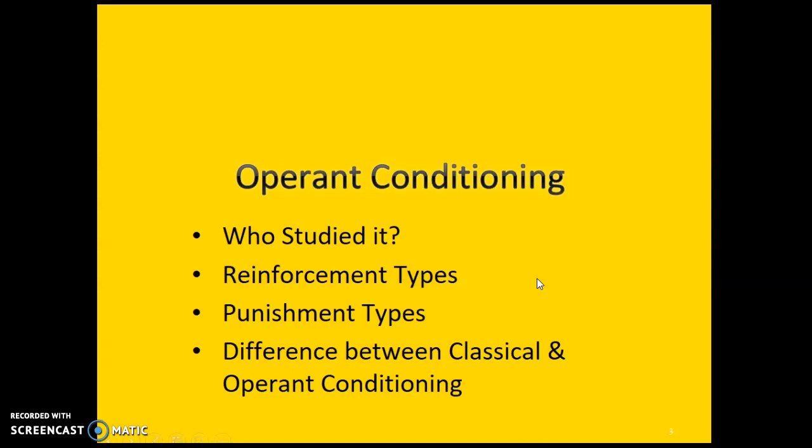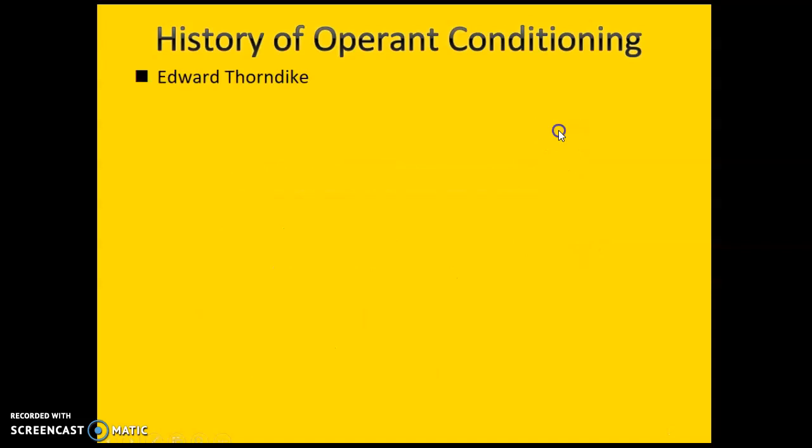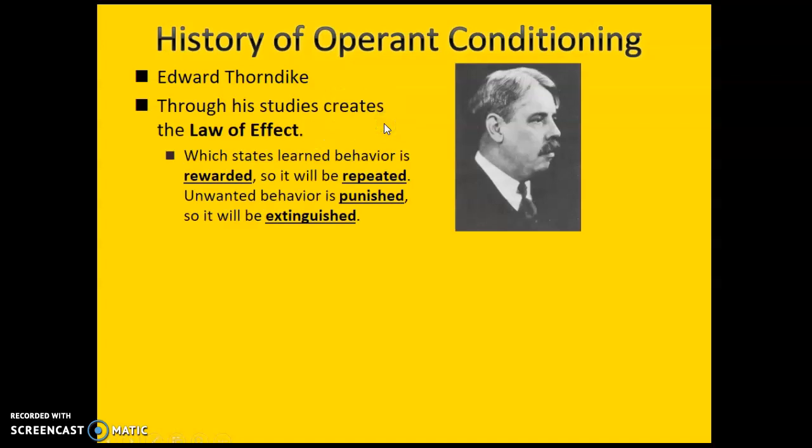Main thing we're looking at today, operant conditioning: who created it, who studied it, what are the reinforcement types, what are the punishment types, and then the difference between the two conditionings already. So when we look at the history of operant conditioning, Thorndike is technically going to be the first to study it, but he is not going to coin the term, so he doesn't get as much credit as B.F. Skinner.